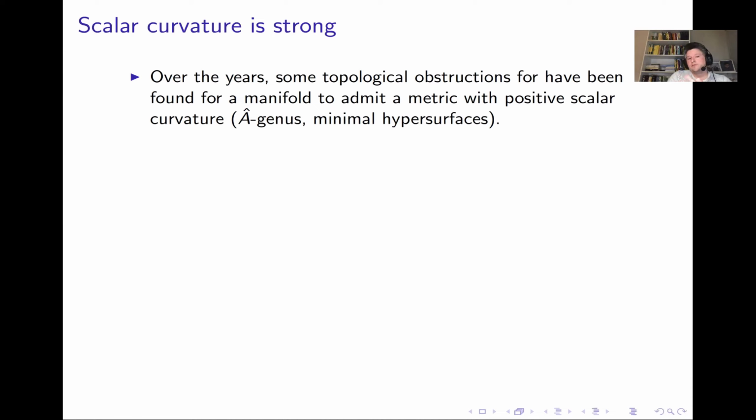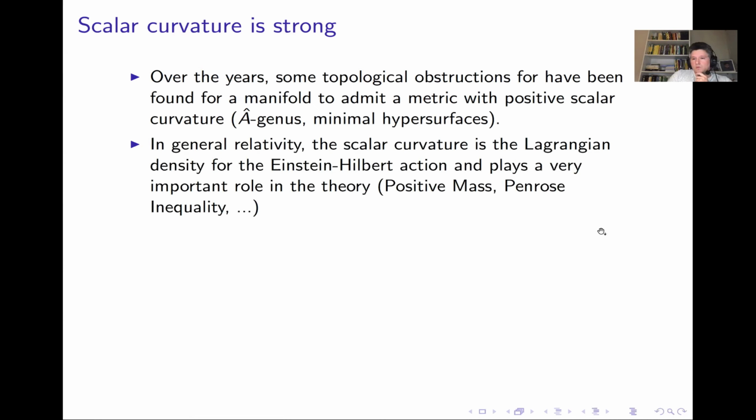And you also have some other restrictions that were found using minimal hypersurfaces. And these will be important for the rest of our talk. We'll be talking quite a bit about minimal hypersurfaces later. So in general relativity, scalar curvature also plays a big role because it's the Lagrangian density of the Einstein-Hilbert action. It plays a role in several important theorems like the positive mass theorem and the Penrose inequality. So it's definitely a strong player in the field of general relativity.